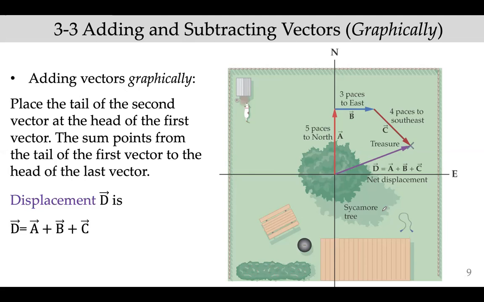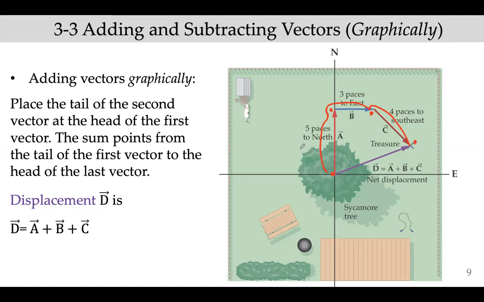So let's say here the problem is, let's say you start from this point and you go north for 5 paces. So you are here now, and you go to east for 3 paces, and you go this direction, southeast, for 4 paces. So you go first this way, and then this way, and then this way. And the question is, what is the displacement?